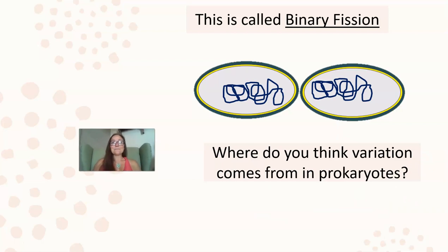So when we think beyond just mutations, which are of course the ultimate source of variation in cells: if we look at us, eukaryotes, we have crossing over, independent assortment, and random fertilization. But bacteria have one circular chromosome. They don't do crossing over. So where are some other sources of genetic variation in prokaryotes?